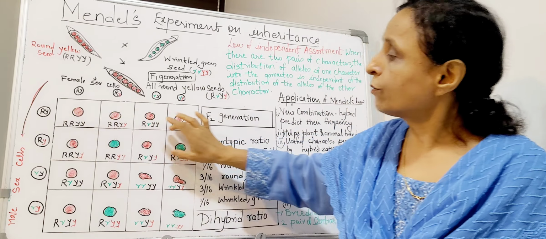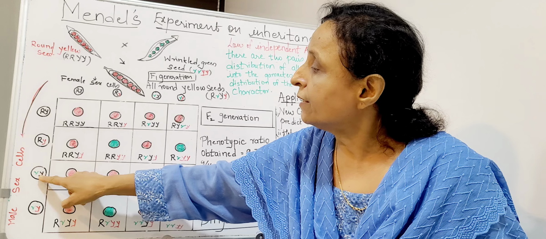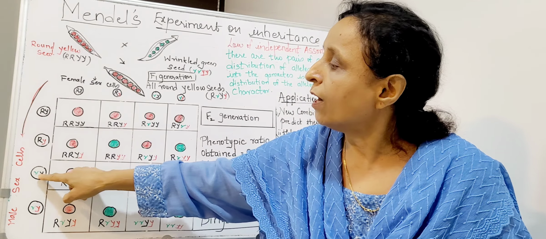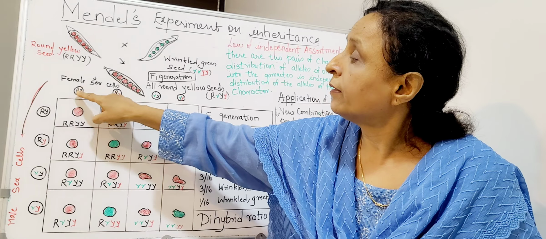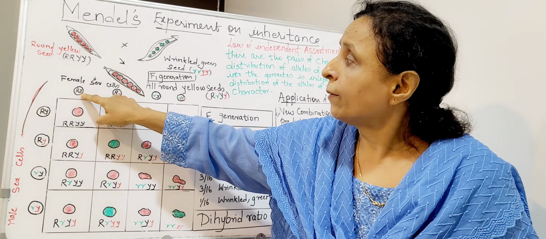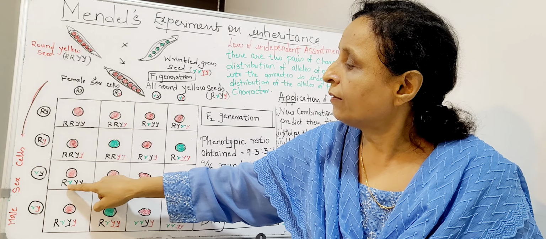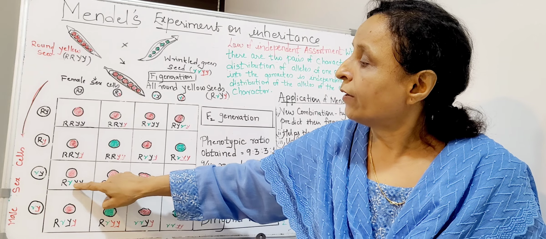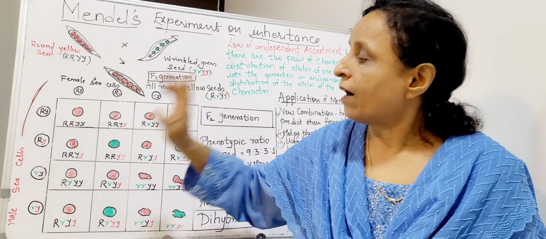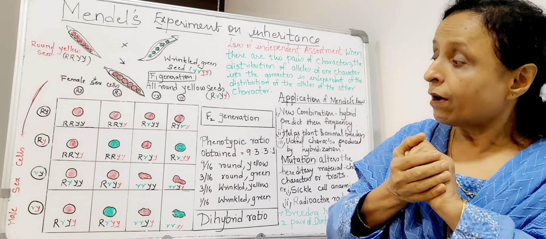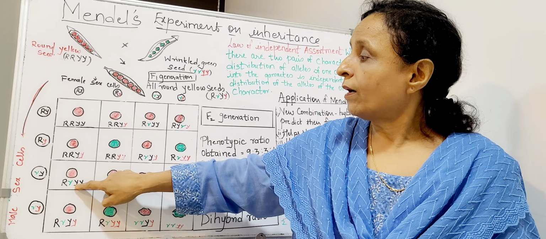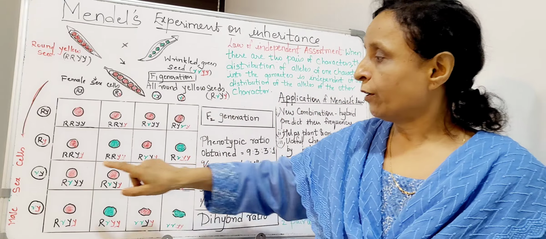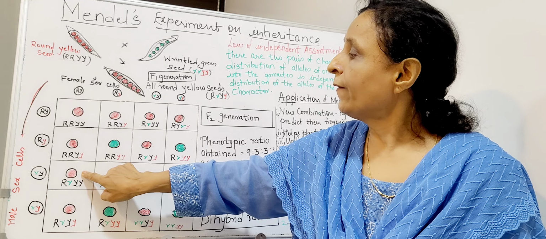Now this is over. Next is this combination. How is it going to combine? Small r, big Y, big R, big Y. Capital R, small r, big Y, big Y. Now only one is recessive, R is dominant, it is going to be round, and capital Y is present, therefore it is going to be yellow. Round and yellow. So this is also round and yellow.